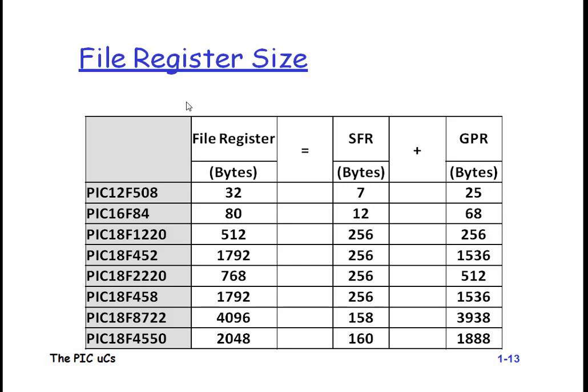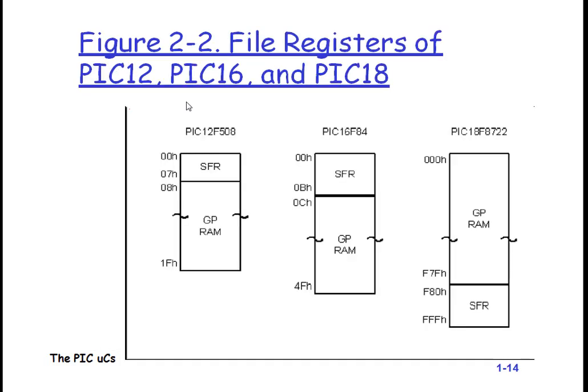There is a decision when we make a controller. For that purpose, we pick, for example, the 12F508. Its file register size is 32 bytes, the SFR size is 7, and the GPR size is 25. There is a graphical representation of the PIC registers for PIC12, PIC16, and PIC18. The left one is PIC12, and you can see its SFR size and GPR size, the second one is PIC16, and the third one is PIC18. You can see that the size of RAM changes from one to the next.